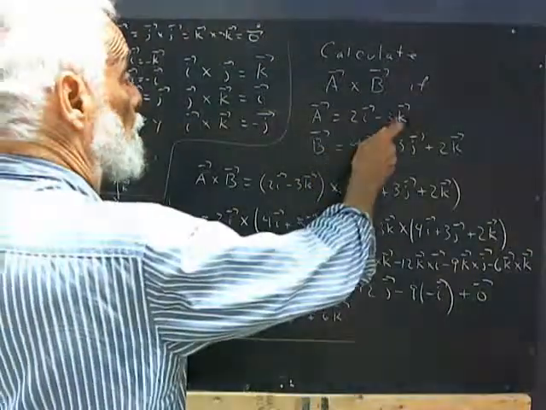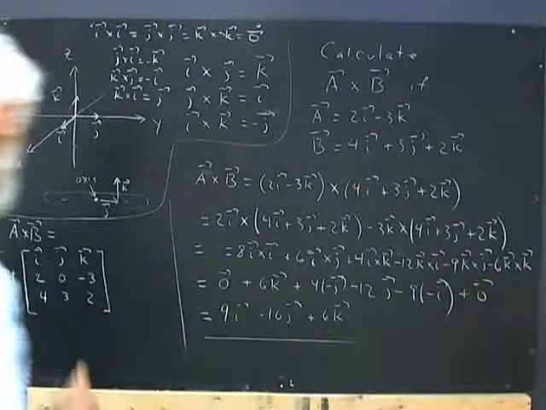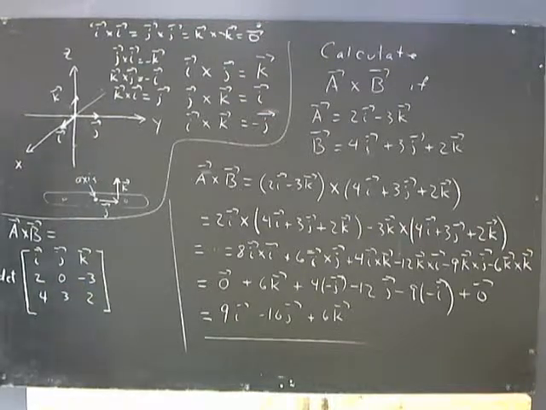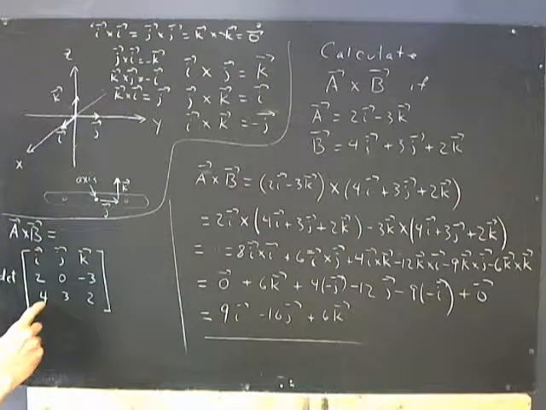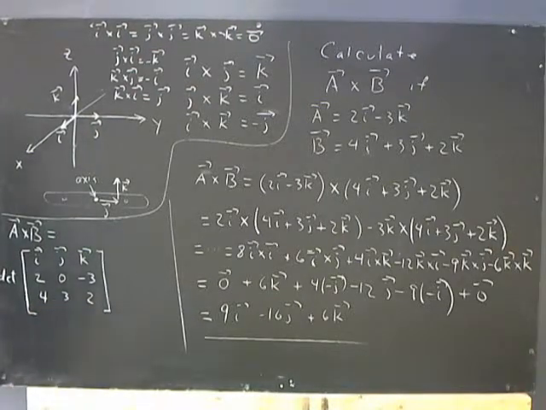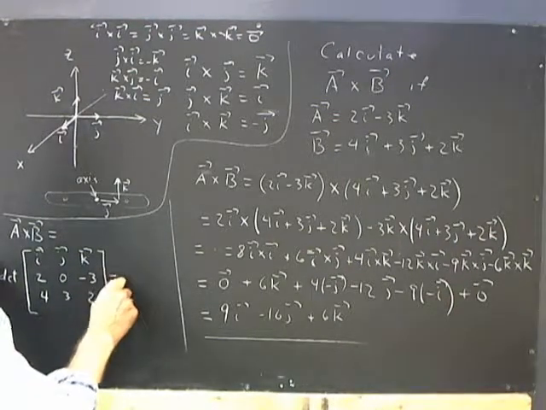Components are 2, 0, negative 3, standing for 2i, 0j, negative 3k. And then the B vector is 4, 3, 2, standing for 4i plus 3j plus 2k. Now that determinant is easily enough calculated.